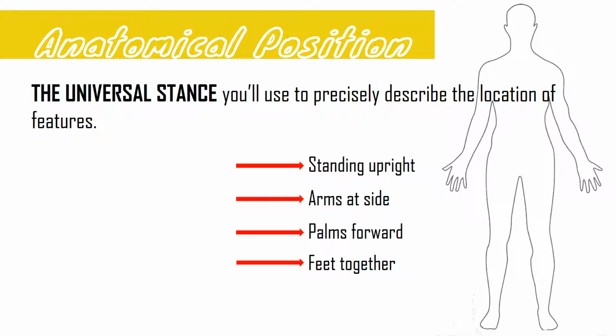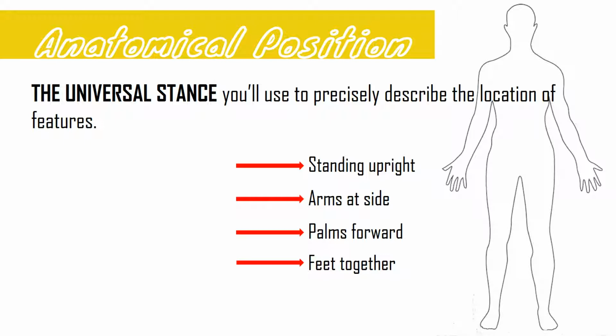So the first thing you'll need to know is the anatomical position. It's the universal stance you'll use to precisely describe the location of the features. So imagine that there is a mole on the patient's leg. You'll always be imagining the anatomical position that the patient is in to describe this in your notes.